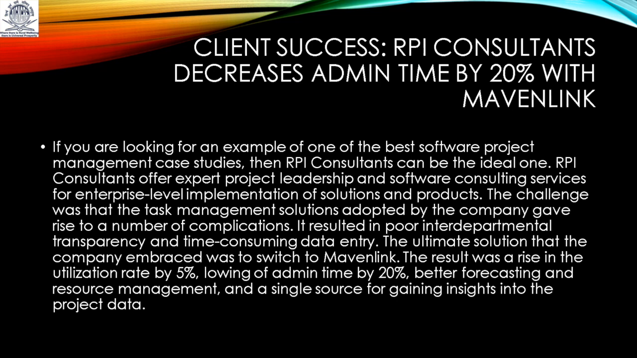The challenge was that the task management solution adopted by the company gave rise to a number of complications. It resulted in poor interdepartmental transparency and time-consuming data entry as well. The ultimate solution that the company embraced was to switch to Mavenlink. The result was a rise in the utilization rate by 5%, lowering of the admin time by 20%, better forecasting as well as resource management, and a single source for gaining insight into the project data.